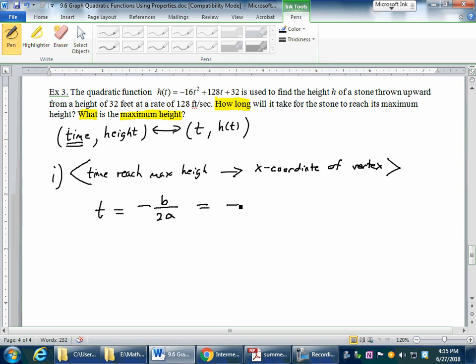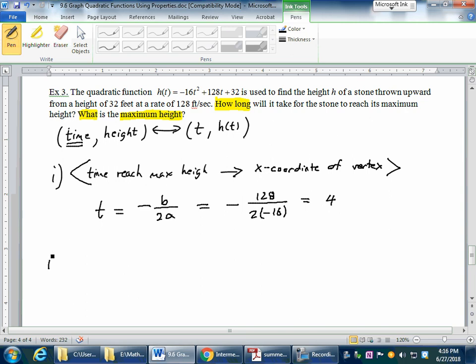That will be minus 128 over 2 times negative 16. Using the calculator, right? 128 divided by 2 times 16 will give me positive 4. So now I know that after 4 seconds, this will reach the highest point.